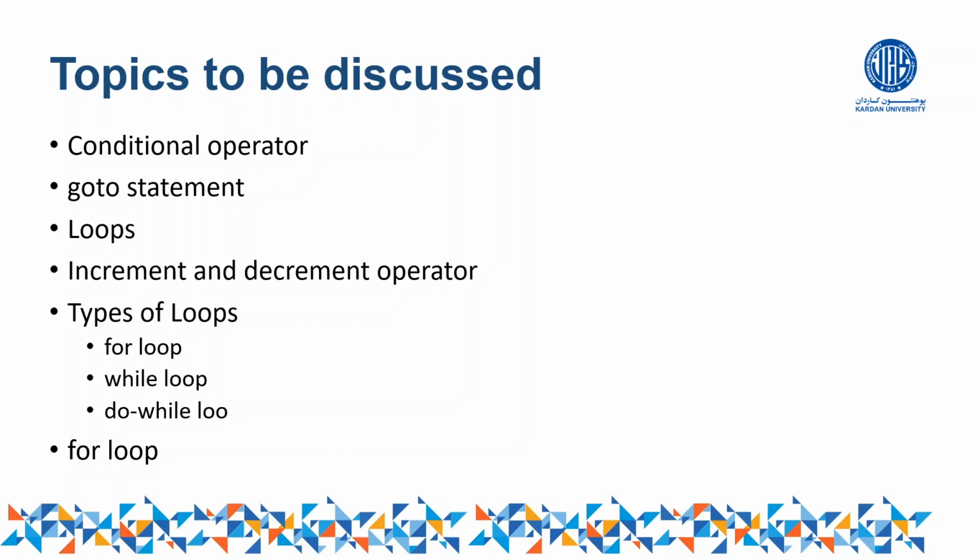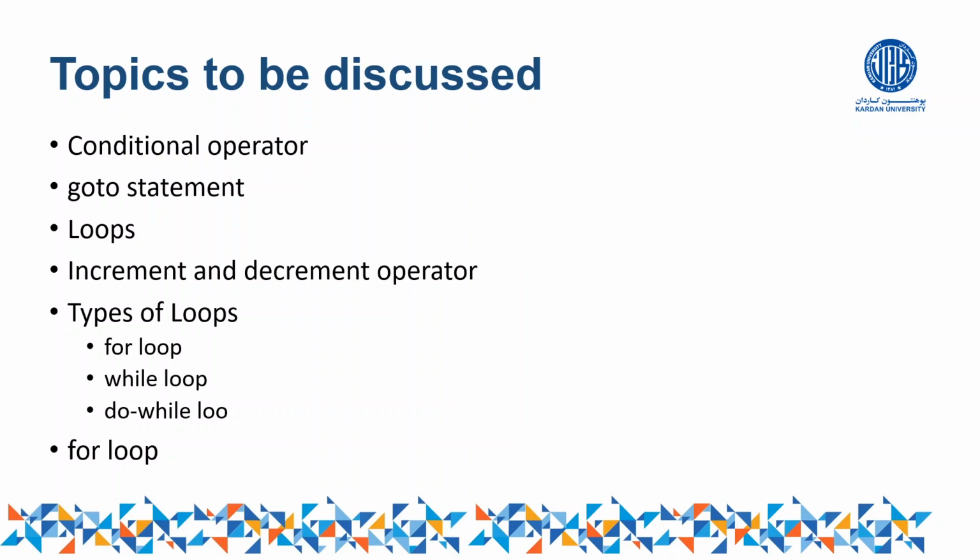These are the topics that we are going to discuss. First of all, we will talk about the conditional operator, and then we will talk about the goto statement, and then we will start the new chapter, and that is the loops or looping structure. Before that, we are going to discuss the increment and decrement operator, and then we will talk about the types of loops. For example, for loop, while loop, and do while loop. They are all different types of loops we have in C++. And at the end, we are going to talk about the for loop.